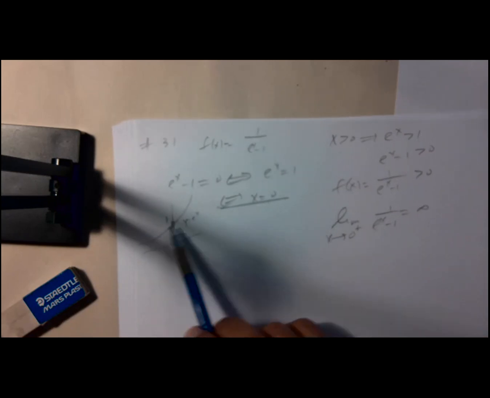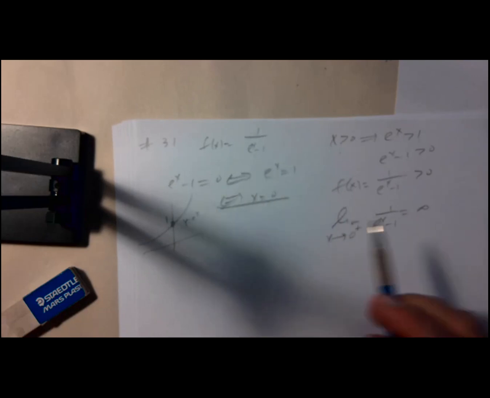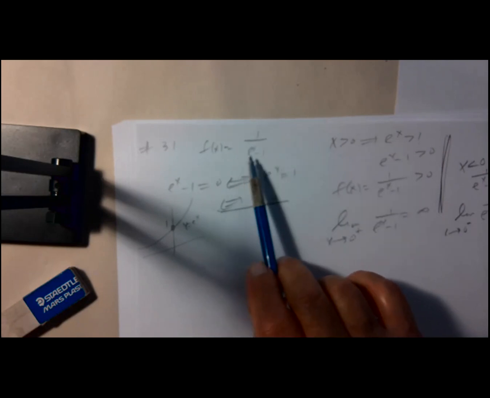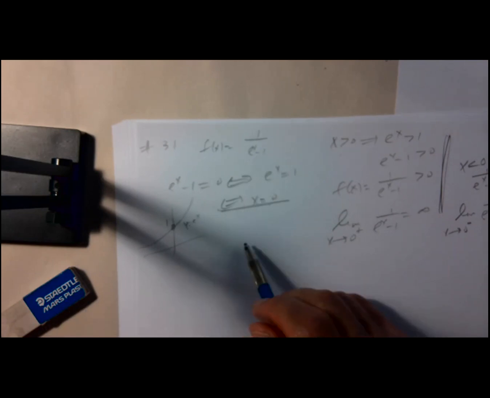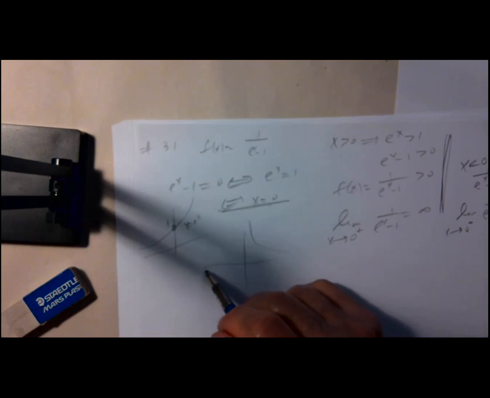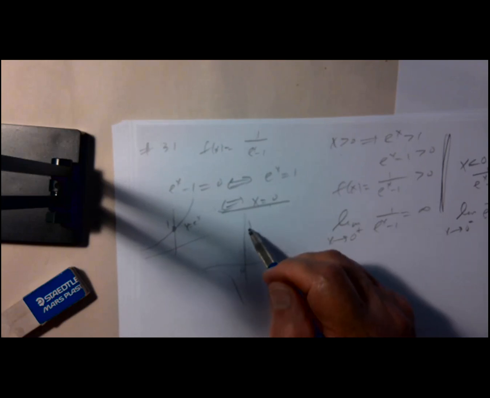When x is less than 0, e to the x minus 1 is negative. X less than 0 implies e to the x minus 1 is less than 0, and 1 over a negative number is less than 0. So the limit of 1 over e to the x minus 1 as x approaches 0 from the left is negative. The denominator is going to 0 from the negative side. This is minus infinity. So this function does have a vertical asymptote at x equals 0, but it looks like that. As you approach 0, you go to plus infinity from the right and minus infinity from the left.